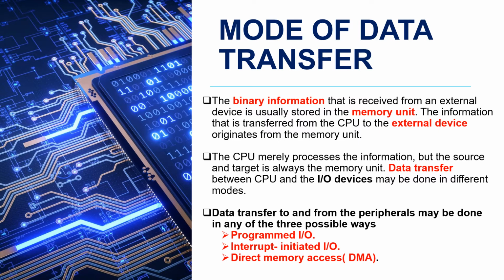Data transfer between CPU and the I/O devices may be done in different modes. Data transfer to and from the peripherals may be done in any of the three possible ways: programmed I/O, interrupt-initiated I/O, direct memory access (DMA).